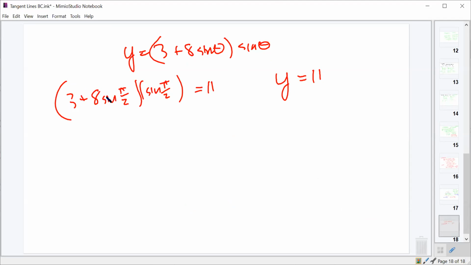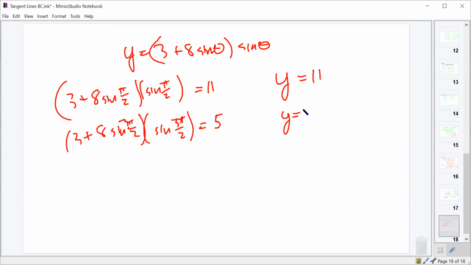If we do this with 3 pi over 2, our signs should be negative ones, right? So 3 plus 8 sine 3 pi over 2, times sine of 3 pi over 2. So we got 3 minus 8, which is negative 5, times negative 1, so that should be 5. Everybody good with those two? Yep, okay.